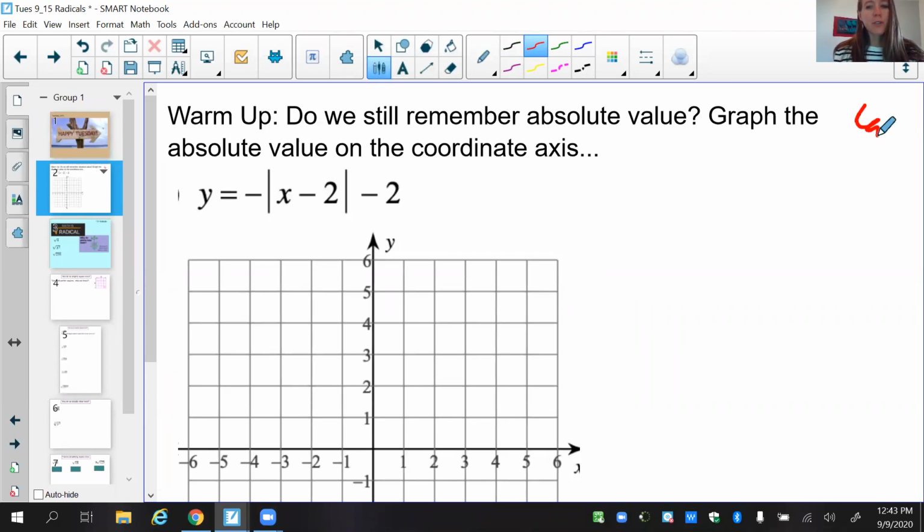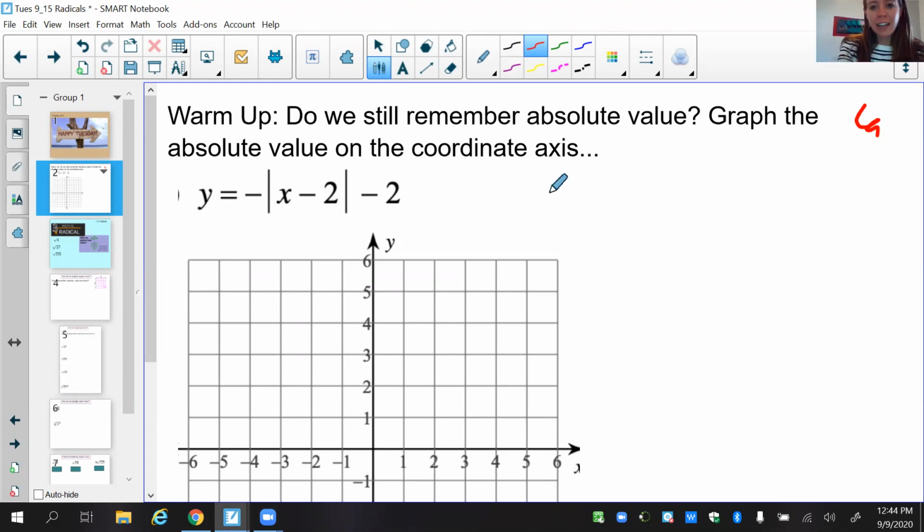If we're asked to graph the absolute value, I want you to pause your video, jot down on the side, and try to graph this. I suggest first trying to find the vertex, put that in there, and then graph. So pause your video right now and do it. Okay, so now let's see what you came up with.